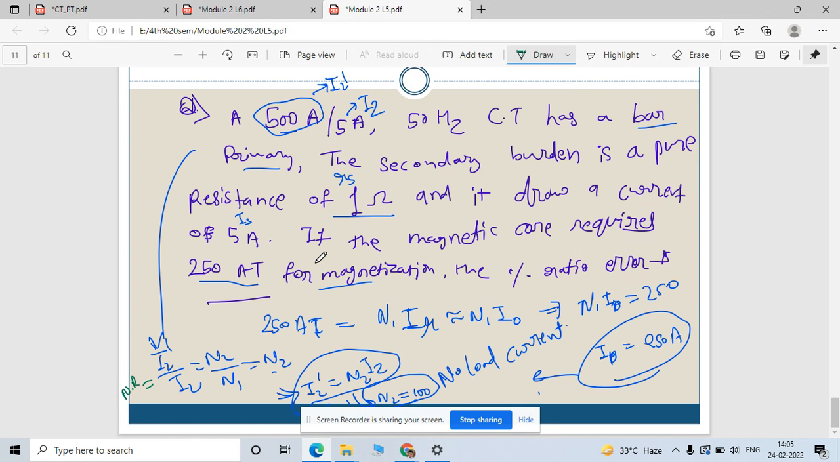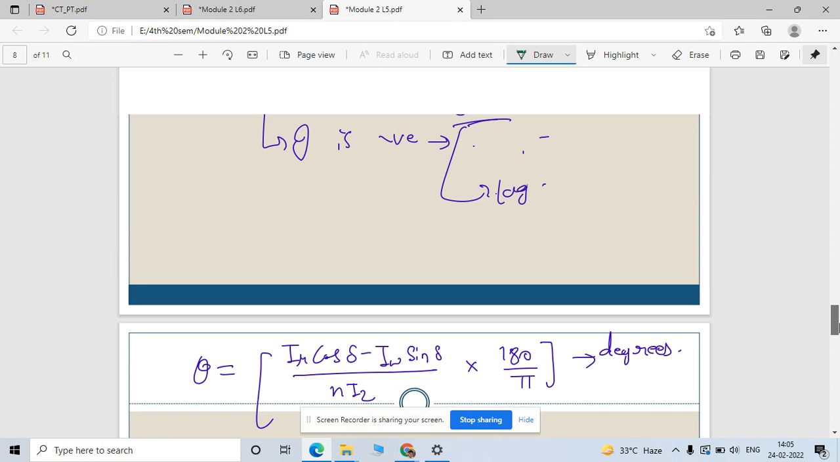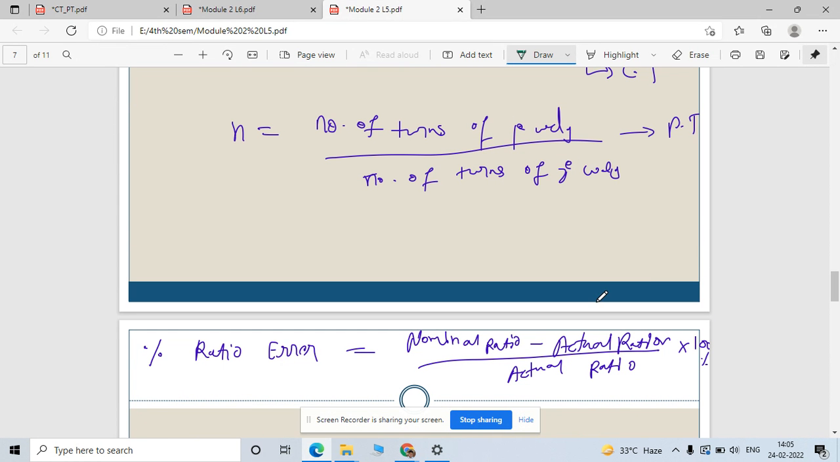Now, once you find out this nominal current ratio, then use that percentage error concept. So here you need to find out the percentage error for me. This percentage error. So percentage error का formula क्या था यहाँ पे? See, nominal ratio आपने find कर लिया, ठीक है? Actual ratio आपको find करना है. So you need to find the actual ratio.